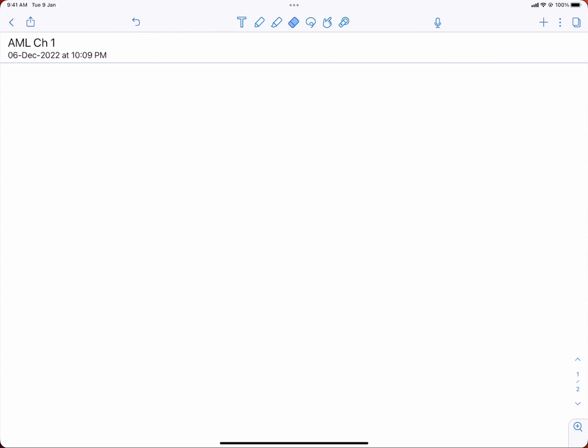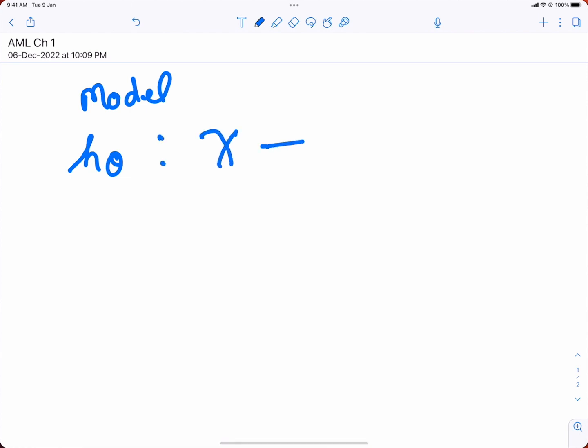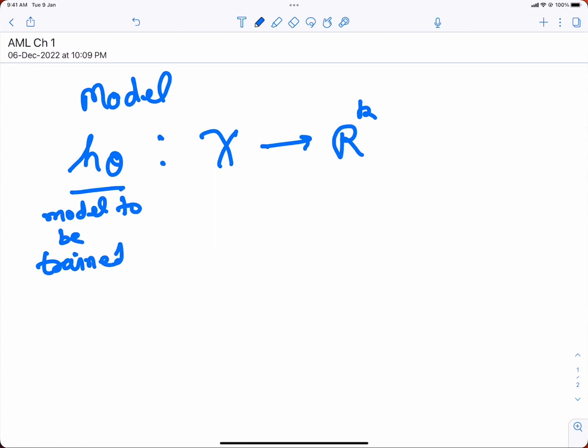Okay, so first is the model. So how do we represent the model? The model can be represented as h theta, and we can call this a mapping from an input space to a k-dimensional set of real numbers. So this h theta is a model that is to be trained. And why are we writing theta? Theta represents our parameters.